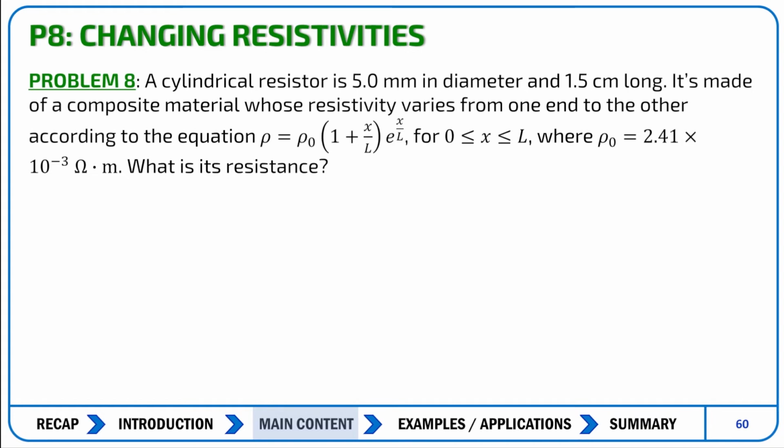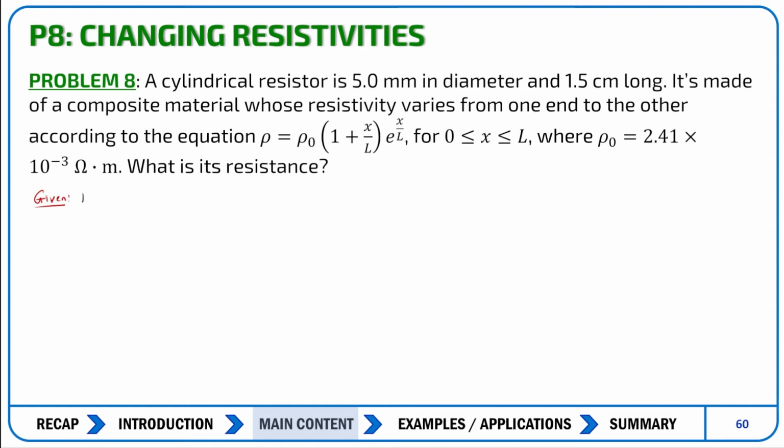Okay, so in this example, we have a cylindrical resistor that's 5 millimeters in diameter and 1.5 centimeters long. It's made of a composite material whose resistivity varies from one end to the other according to this equation, from 0 to L. And we also are given the constant for resistivity. Now, this is a changing resistivity problem, and we're trying to figure out resistance. If the resistivity keeps changing with position, we're going to have to integrate in some form. So we're going to write down what we're given first and see what we have to do to go from resistivity to resistance.